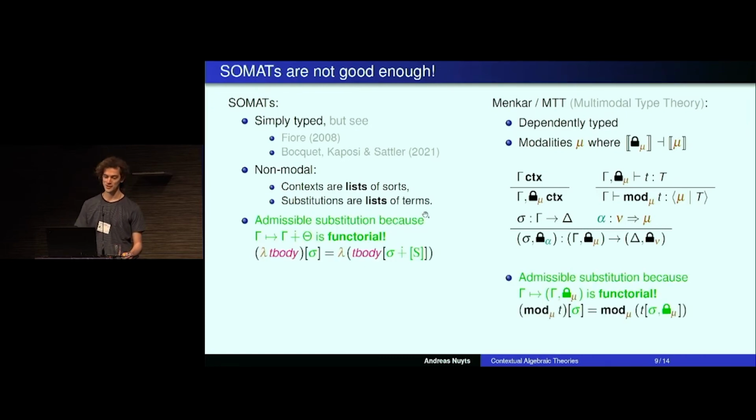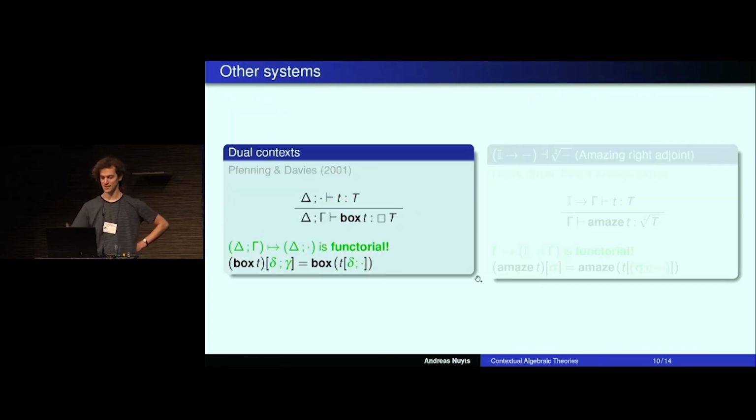However, both systems have admissible substitution, and the reason is that their context extensions are still functorial. So if I substitute a lambda expression, I can substitute a body, and the substitution I use here is applied by f-mapping the telescope extension to the substitution. And here, this lock thing is also bifunctorial, so I can extend my substitution and I can push it down the syntax. So the substitution is admissible.